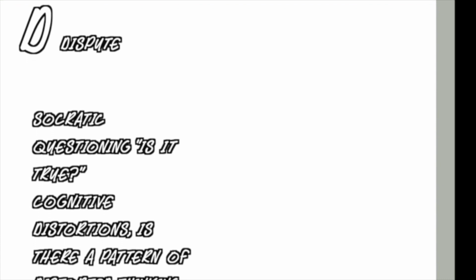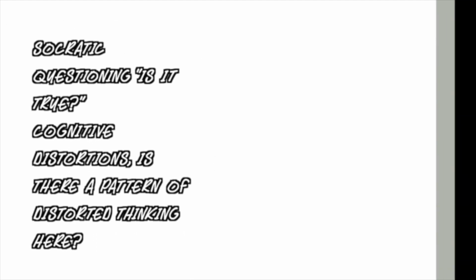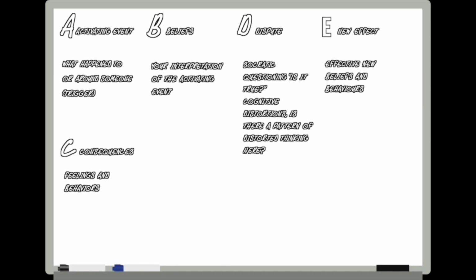D stands for dispute. And what we want to do is dispute what we've told ourselves in B, using Socratic questioning and looking for the cognitive distortions. E stands for new effect. So new effective behaviors and the effect of our new way of thinking after examining our beliefs. And that's the ABC as it's laid out. And we'll show you how to use it next.